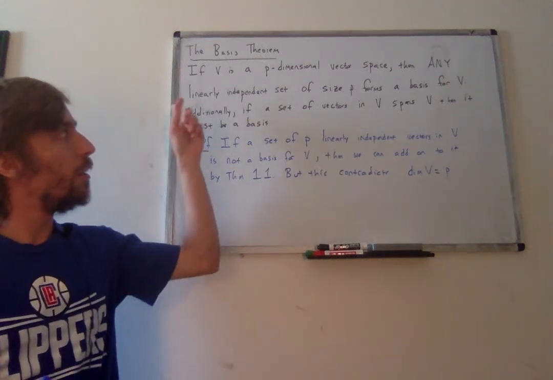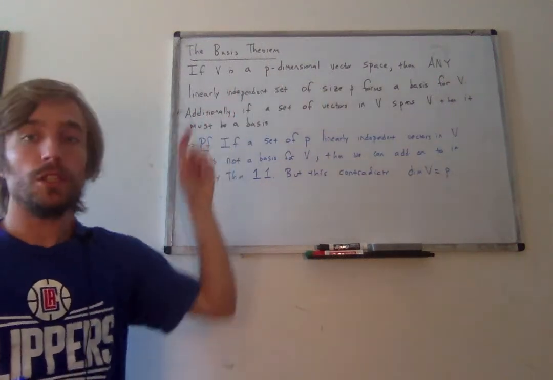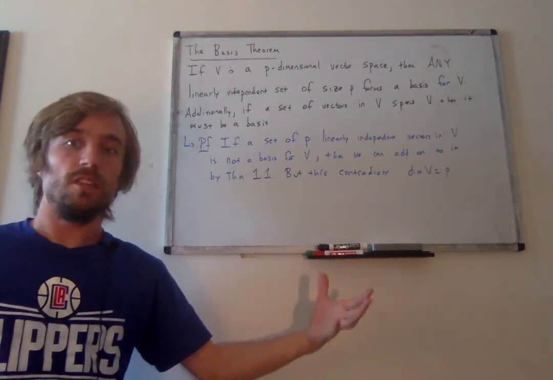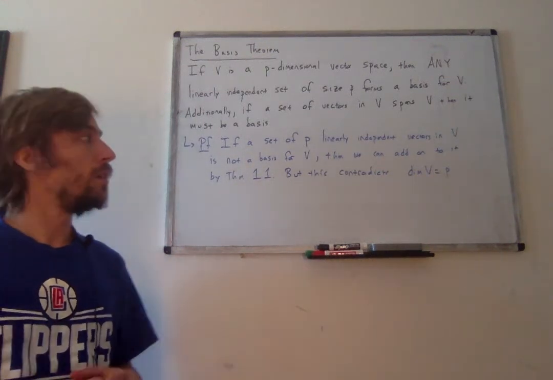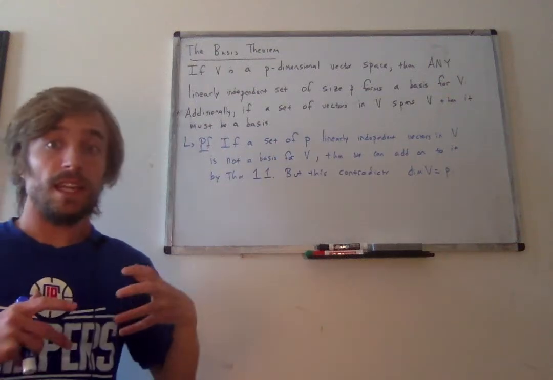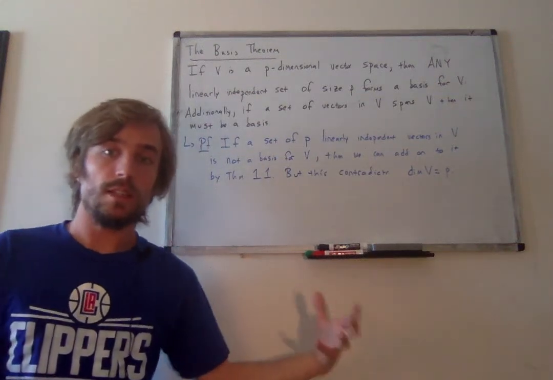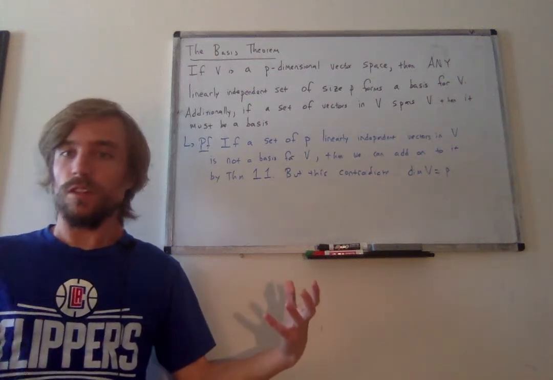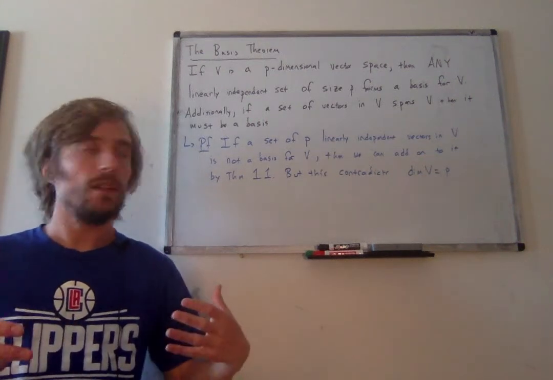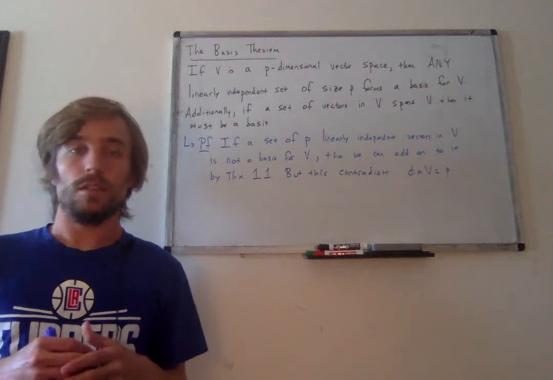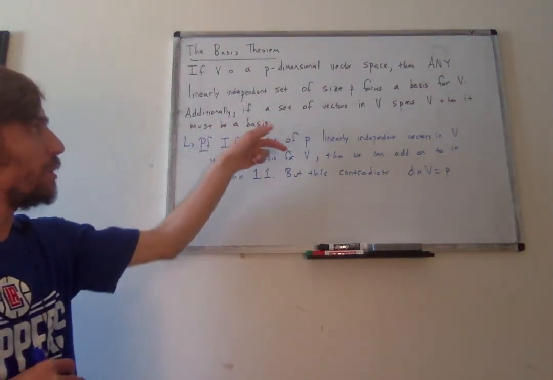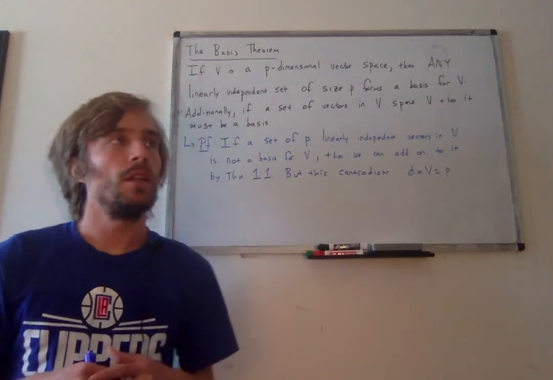But remember, the fact that V is p-dimensional also implies that the largest independent set in V can have size P. Right? So this is saying if I take a maximum independent set in V, well, certainly I can't find any vectors then in V that are still linearly independent from that set, meaning that set must be a basis. So the second one, if a set of vectors in V spans V, then it must be a basis.